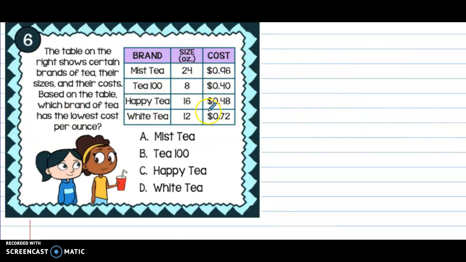This table might look a little daunting as soon as you read the question, but it says the table on the right shows certain brands of tea. So here's the brand label and their costs. Based on the table, which brand of tea has the lowest cost per ounce? So this question is a skill reminding you of our unit rate skills.